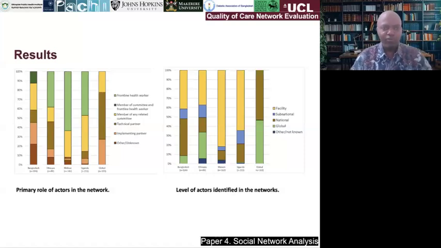Now, when we look at the role of actors, across all countries, the primary role of top actors included being members of related committees and implementing partners. In Ethiopia, at the other end, the network includes more technical partners compared to other countries.